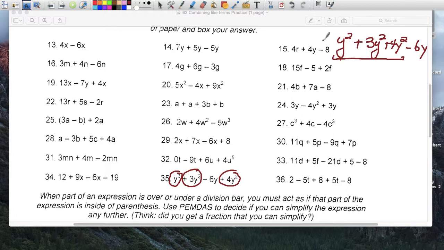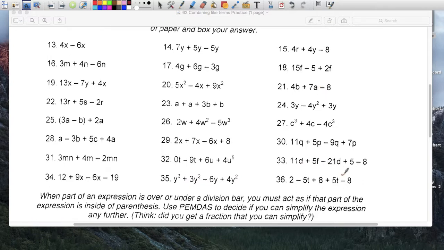Y squared. So remember there's a 1 over here. So this becomes 1 plus 3 plus 4, which is 8. But what kind of 8? 8y squared. And minus 6y. Don't combine those two because the exponents are different, although the variables are the same.